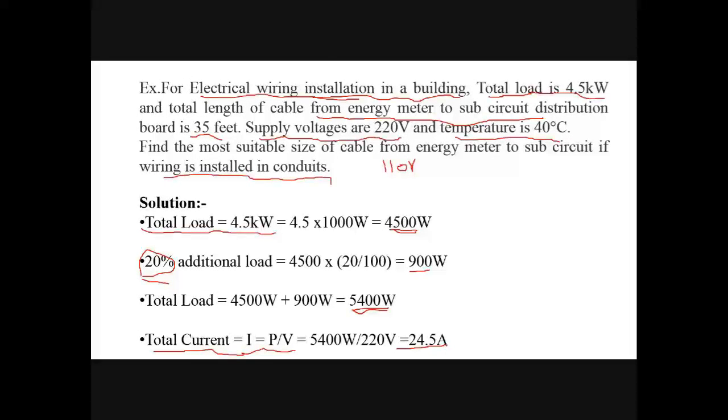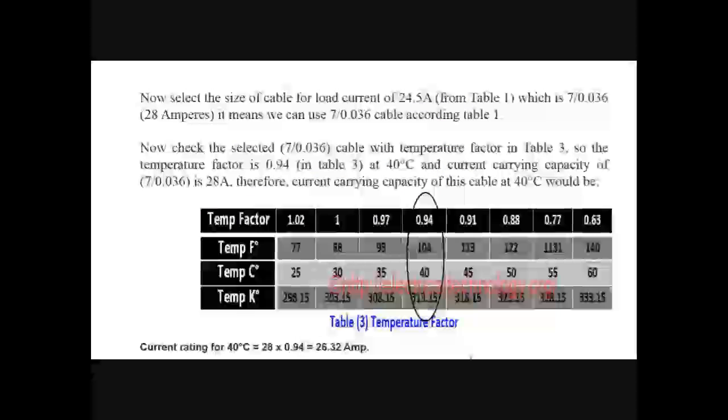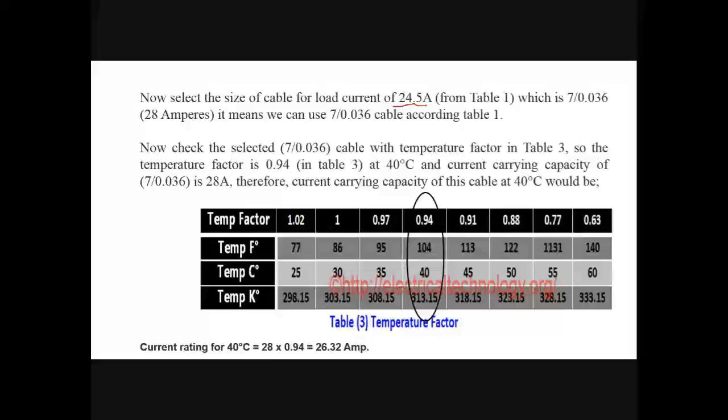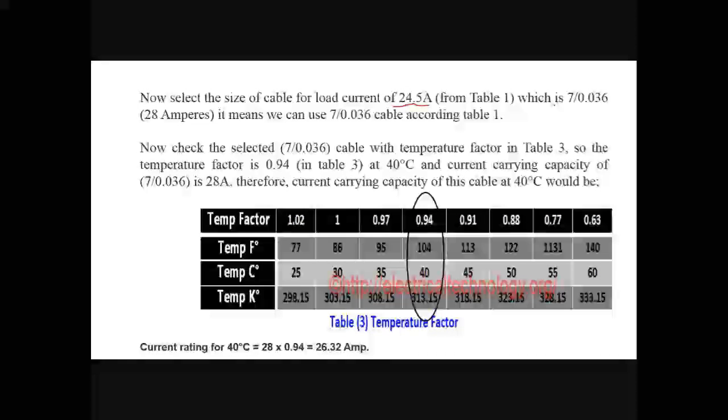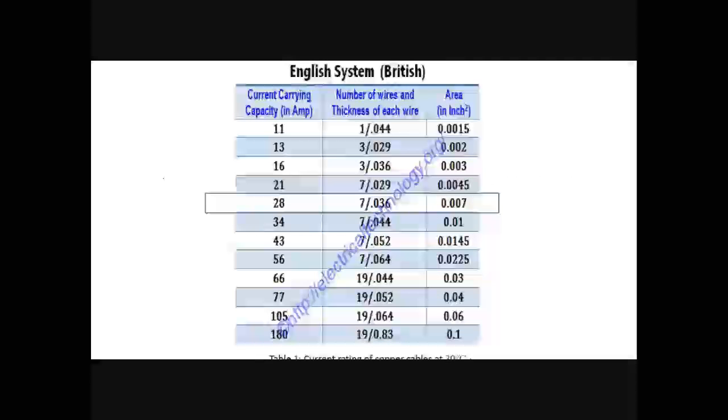Now I have not shown you the table here. This is the table related to the current carrying capacity in amperes, the number of wires and thickness of each wire, and this is the area in inch square. They have given this as the current rating of copper cables at 30 degrees Celsius. Now we have to select the size of cable for the load current of 24.5 ampere. So from the table, 7 divided by 0.036 is for 28 amperes.